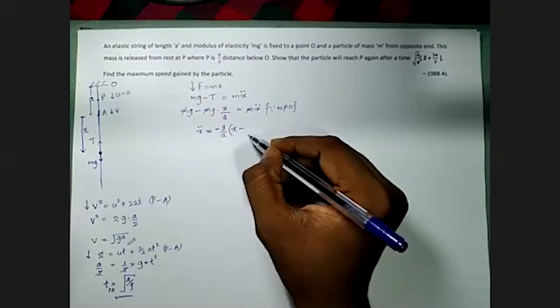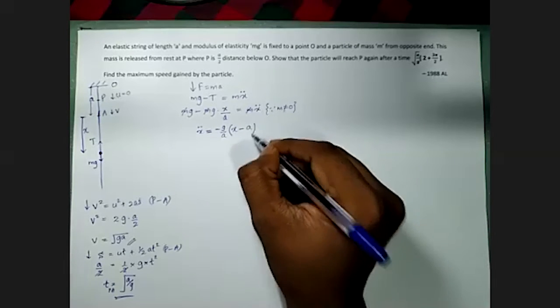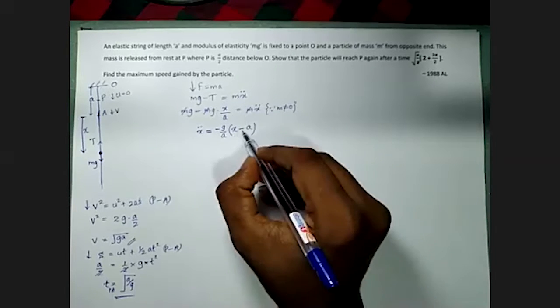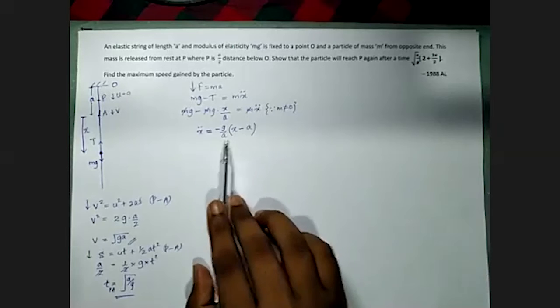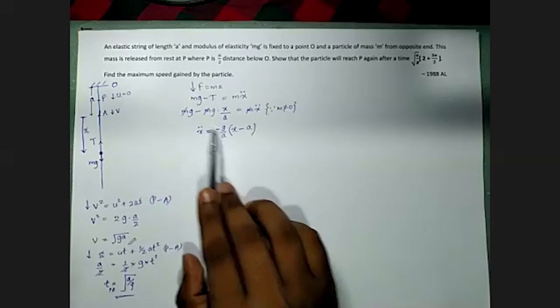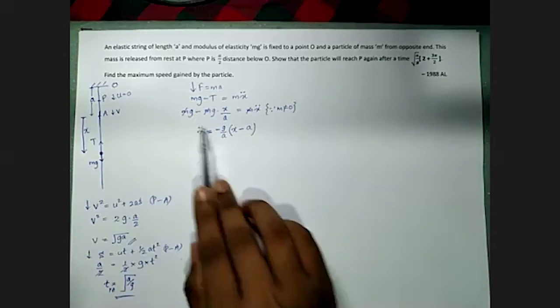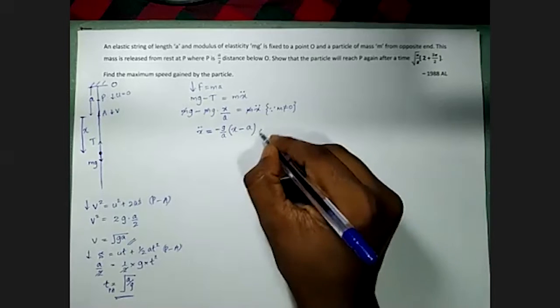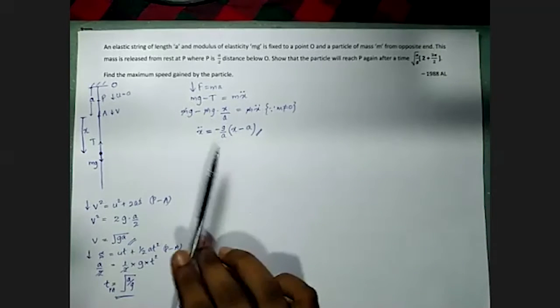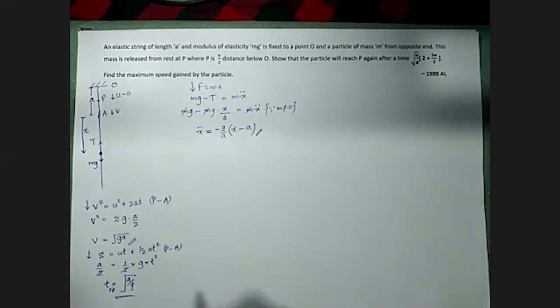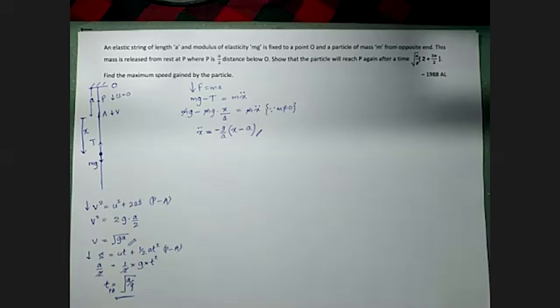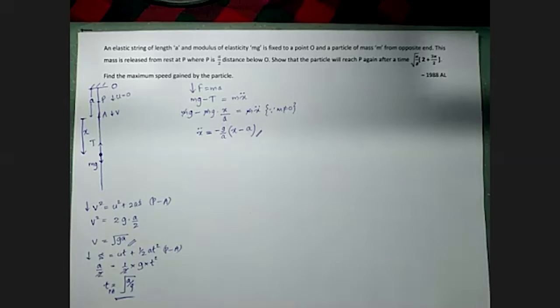Then the second term will be minus a. Multiply these two: minus into minus, plus; g over a into a get cancelled, we have plus g. This is correct. Now we can see clearly this is the characteristic equation of a simple harmonic motion. Now we can write our statement.